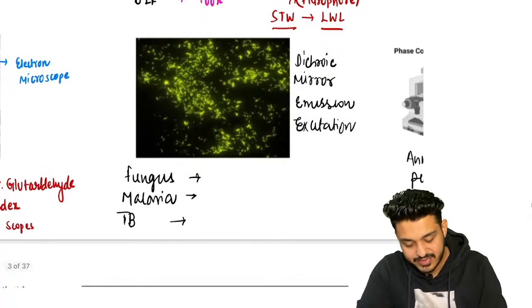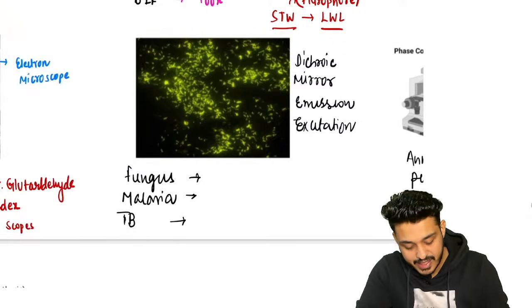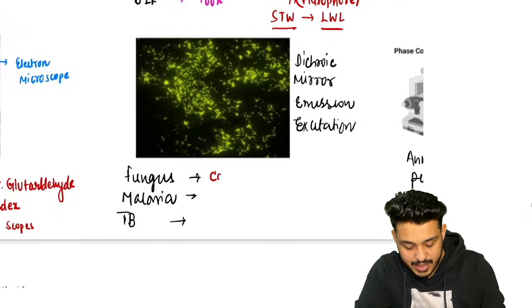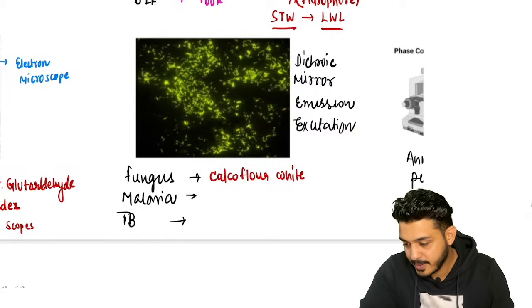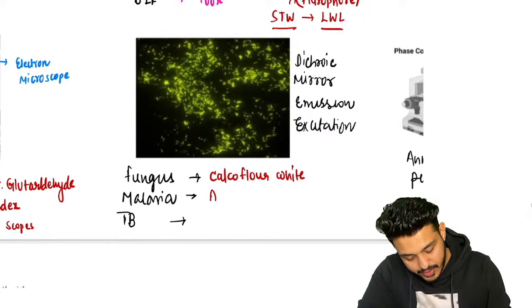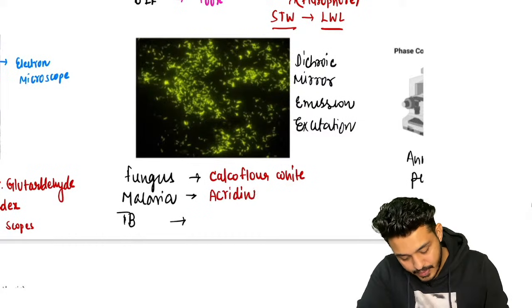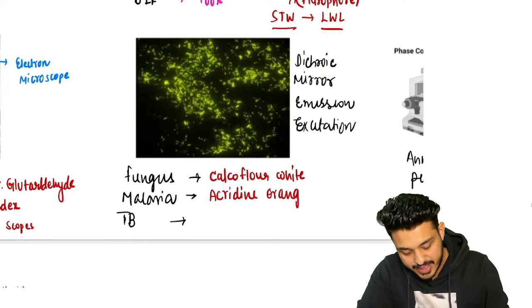So what are the dyes we have for fungus? The dye we are going to use for fungus is known as calcofluor white, right? For malaria, which dye are we going to use? Very good. For malaria we are going to use acridine orange.